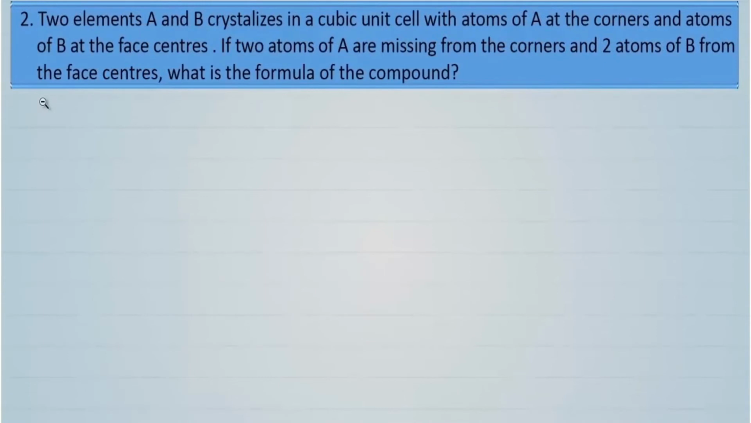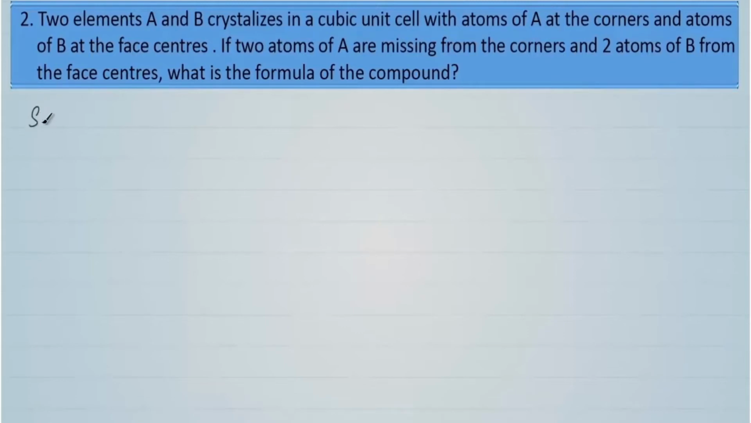Now we're going to the next question. Two elements A and B crystallize in a cubic unit cell with atoms of A at the corners and atoms of B at the face centers. If two atoms of A are missing from the corners and two atoms of B from the face centers, what is the formula of the compound?